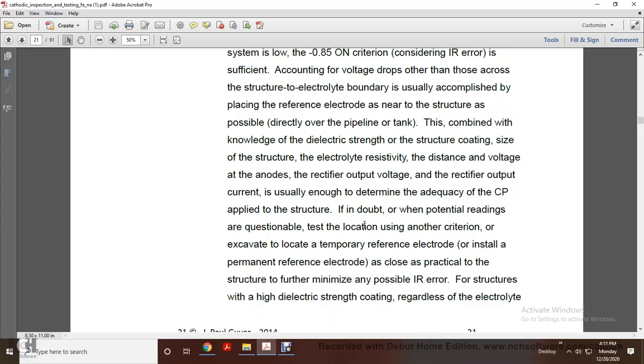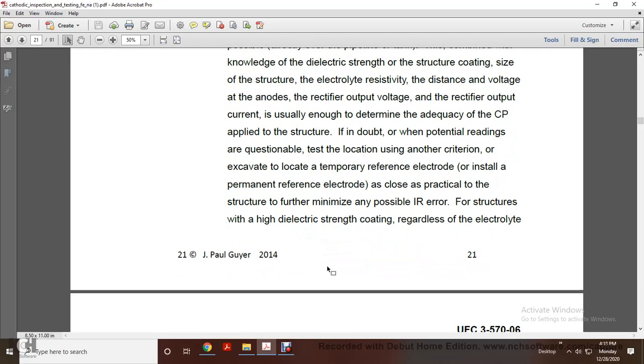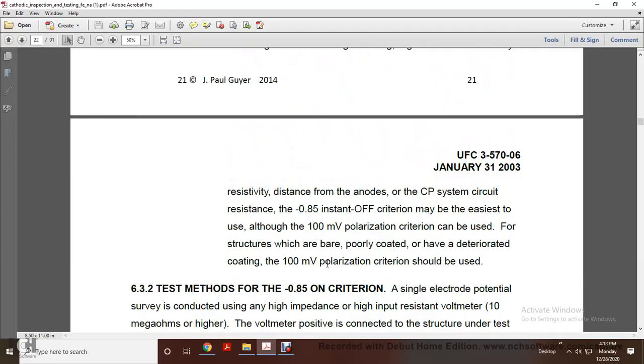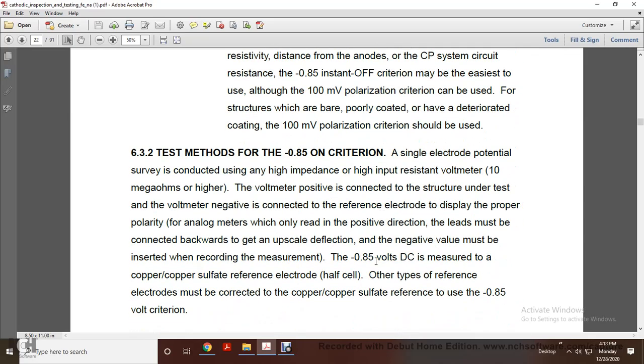Excavate, locate a temporary reference electrode, and install a permanent reference electrode as critical to the practice of the structure. Further minimize any possible IR error from the structure's dielectric strength coating, the electrolyte resistivity, distance, and the anode cathodic protection system's circuit resistance. The negative 0.85 instant off criterion may be used, although the 100 millivolt polarization criterion may be used for structures with poorly coated, heavily deteriorated coating.